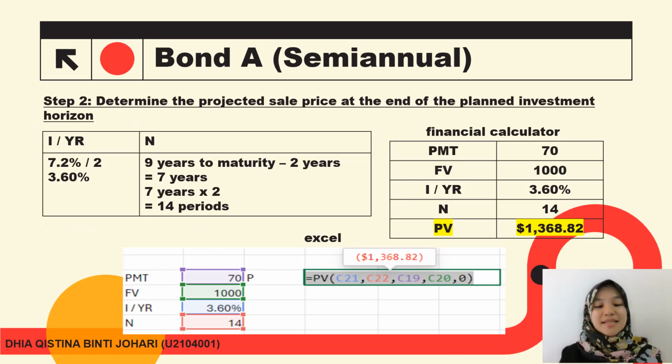Okay, now let's calculate step 2, which is to determine the projected sales price at the end of the planned investment horizon. As you can see here, I stated two types of calculation which can be done using a financial calculator. But for me, I use Excel and double check with my financial calculator answer. With Excel, we're using the formula of PV, and as stated, the answer is $1,368.82.